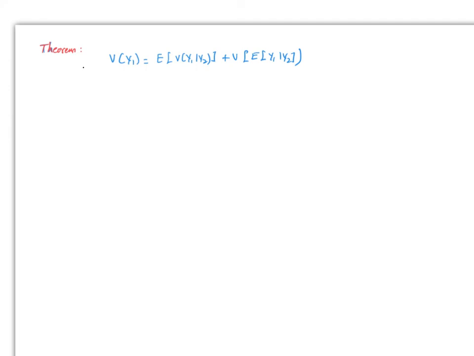Now there is a similar result for the variance. So the variance of y1 is the same thing as the expected value of the conditional variance plus the variance of the conditional expectation, where remember the variance of y1 given y2 is defined to be the expected value of y1 squared given y2 minus the expected value of y1 given y2, the whole thing squared.